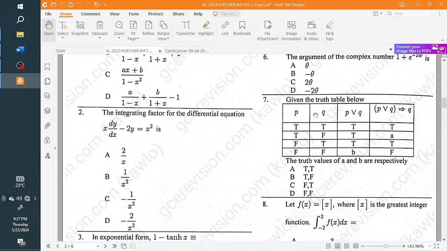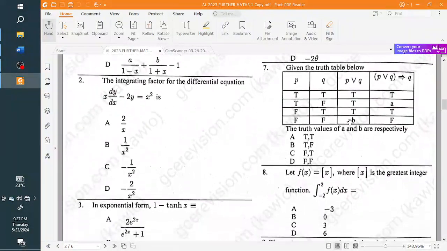So the question reads, given a truth table below, here is a truth table. The truth values of A and B are respectively. So let's see. Let's start with B. So B is a result when we take F or F, right? Because this is P or Q.